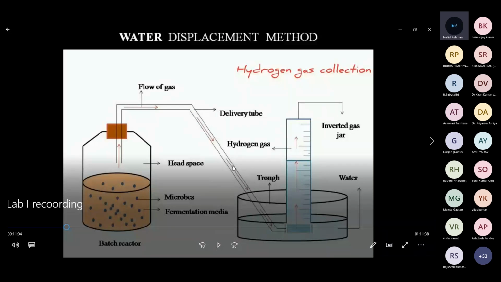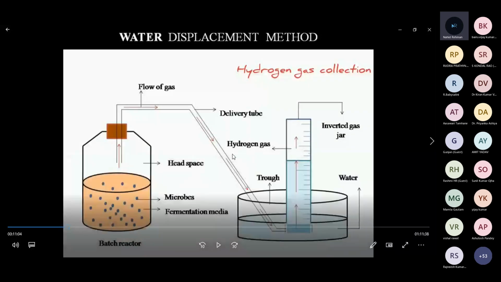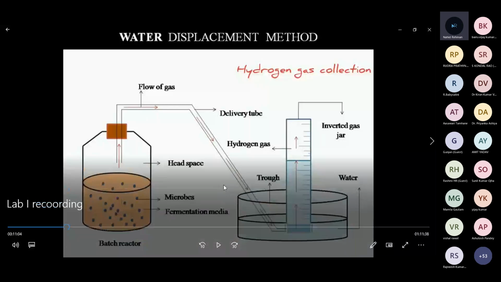Here, one more collector can be passed, which is the 50% KOH solution. If you want to collect the pure hydrogen, you have to pass it through that bubbler. So the KOH will absorb the CO2. So whatever gas here is collected is the pure hydrogen then.